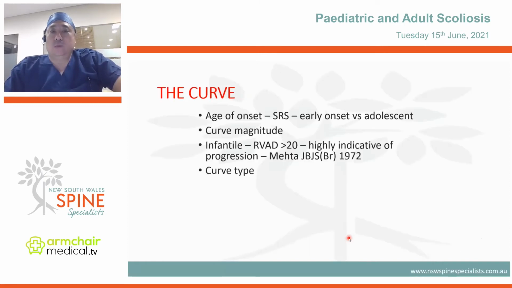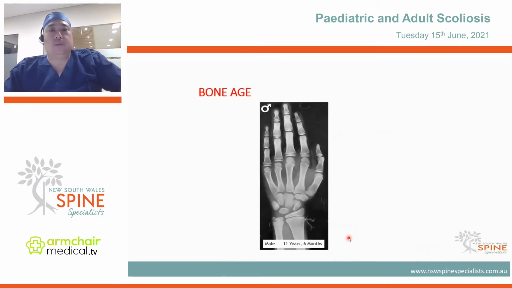So let me put that in another way. If a 14 or 15-year-old comes in and the curve measures around 20 or 30 degrees, that child is towards the end of their growth or probably has ceased any further significant growth. So that curve has a much lower chance of progressing than if that same curve presents in a child, say 10 or 11 or before they start their periods.